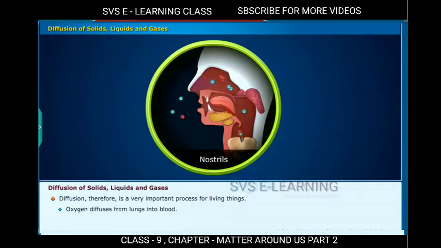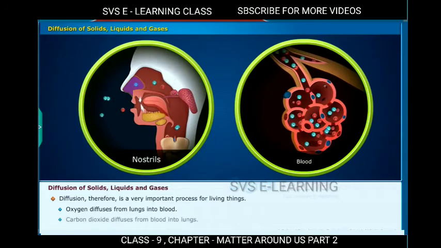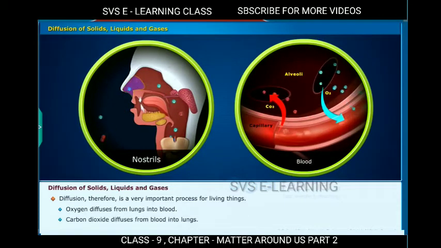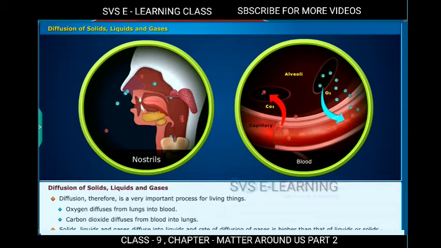Oxygen diffuses from lungs into blood. Carbon dioxide diffuses from blood into lungs. Solids, liquids and gases diffuse into liquids, and the rate of diffusion of gases is higher than that of liquids or solids.